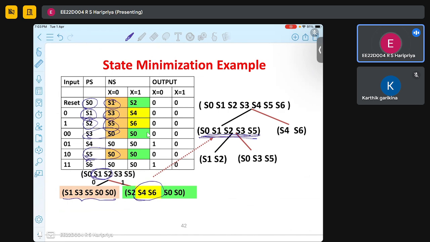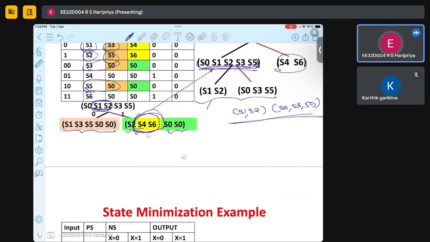What is the next state value if the input is 0 and if the input is 1? Now S1, S3, S5 and S0 belong to this set. It is in the same set. But these two elements belong to this set and the other element belongs to this set. That means these two should be in a separate set and this should be in a separate set. Means the present states which gave these two sets, S1 and S2, should be a separate set, and the present states which gave this as the next set, S0, S3 and S5, should be in a separate set. So we got two more sets.